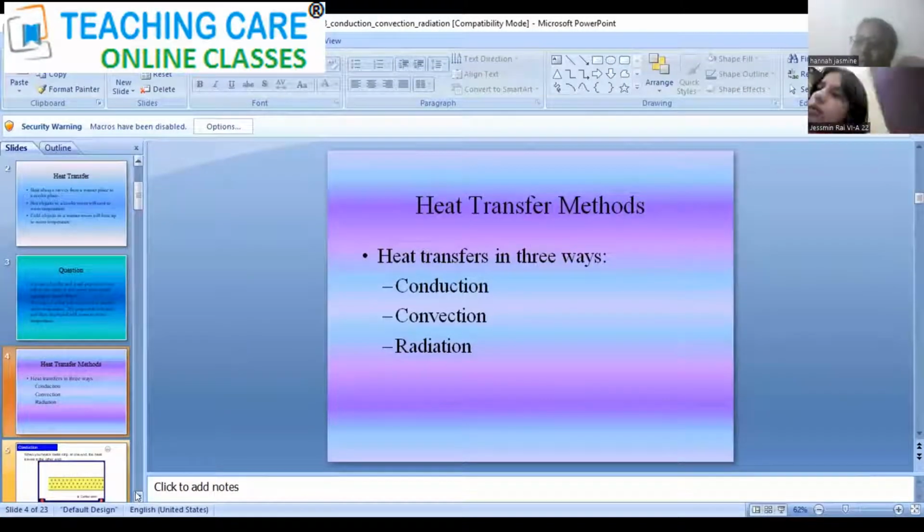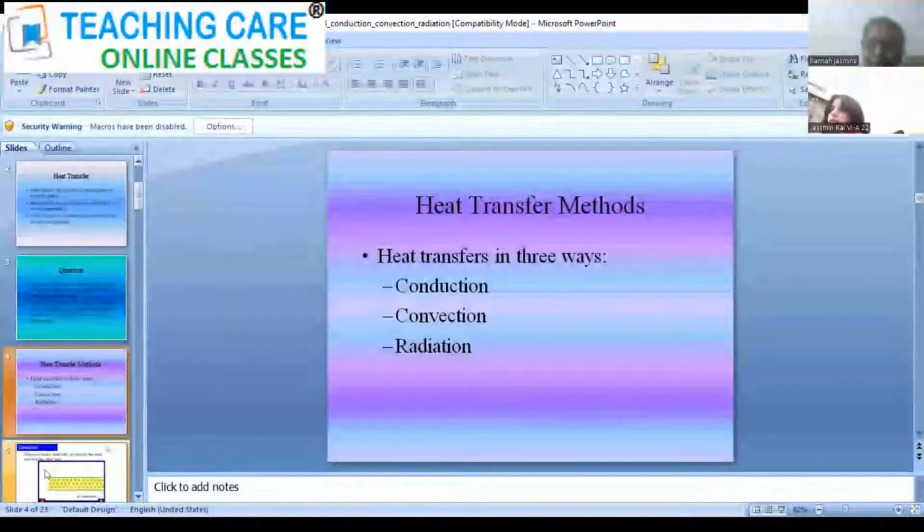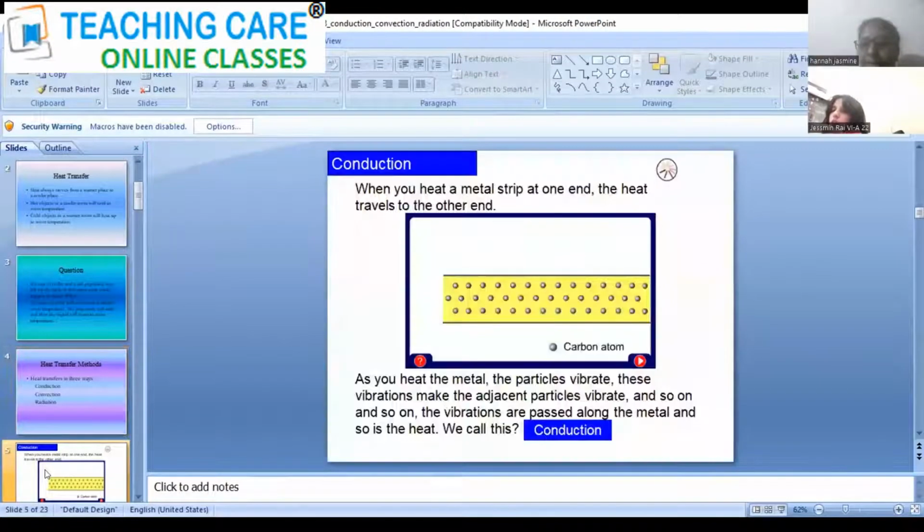Okay, so when you're heating one end, you know the metal is made up of particles. The particles will vibrate when heated. When they vibrate, they pass on the vibration to the particles nearby. So the vibration passes on. That's why you feel the heat even though you're holding the other end. This is called conduction, right? Okay, ma'am. So as you heat a metal, the particles vibrate and pass it on along the metal, so you feel the heat.